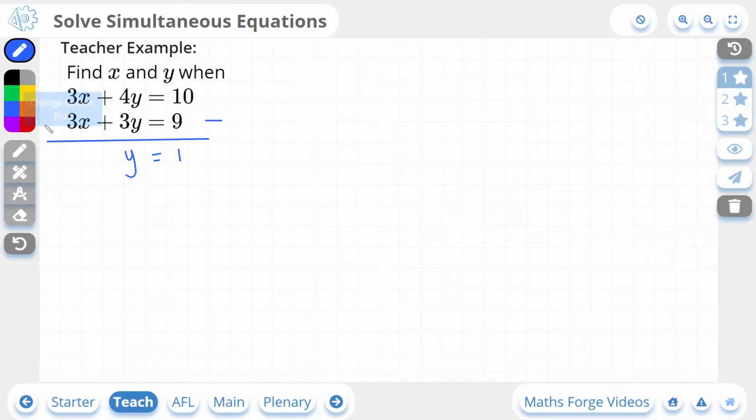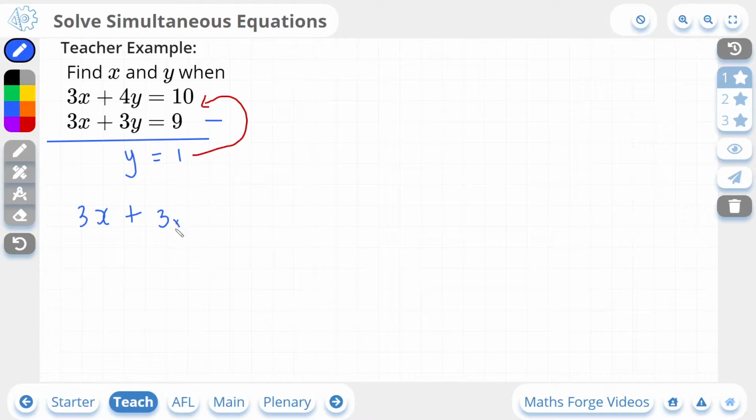Now we need to go ahead and find the x value. And we do this by taking this y is equal to 1 and substituting it into one of the equations. Which equation you substitute it into is entirely up to you. I'm going to use the bottom equation because the numbers are smaller overall, and therefore the numbers are going to be easier to calculate. So I'm going to write out my 3x plus 3y equals 9, the second equation here. 3x plus 3y. Instead of actually writing the y that's there, I'm going to replace it with the y that we found, which is 1.